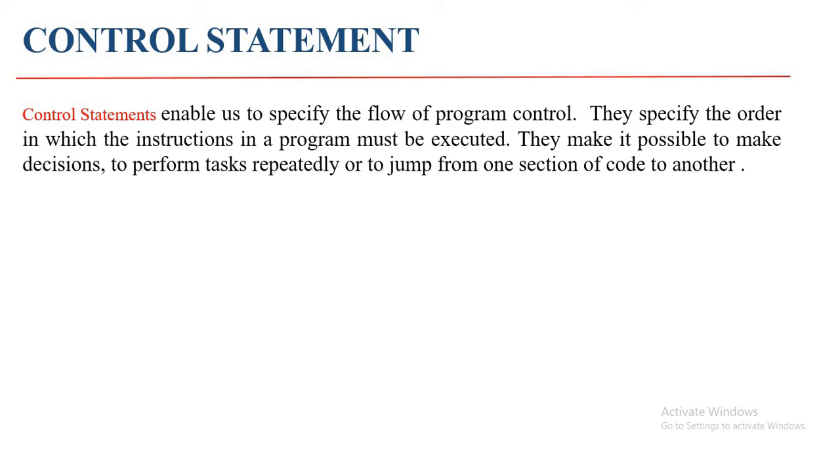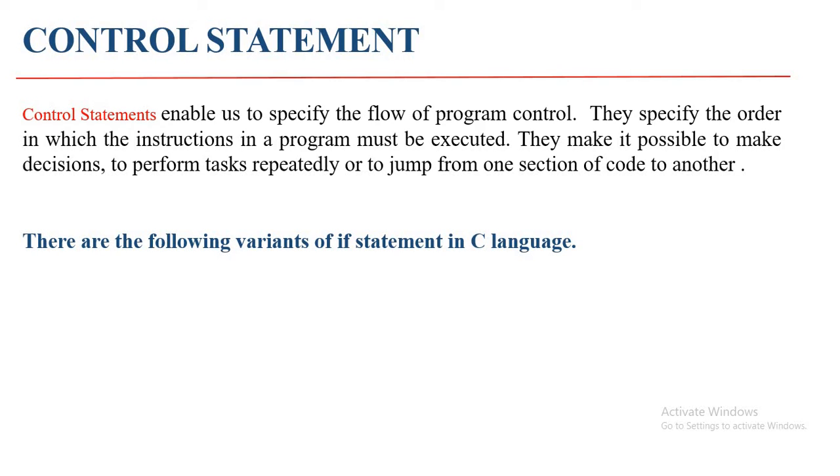It enables us to specify the flow of program control, and also specifies the order in which the instructions in a program must be executed. So we write a program and specify how the instructions are going to be executed, depending on the control statement. They make it possible to decide to perform tasks repeatedly or to jump from one section of code to another.